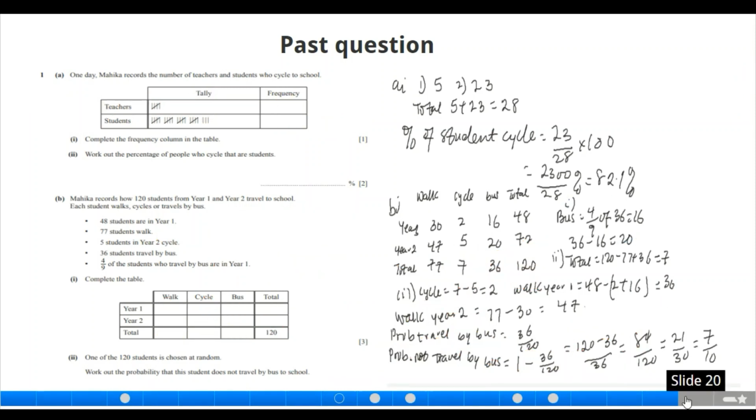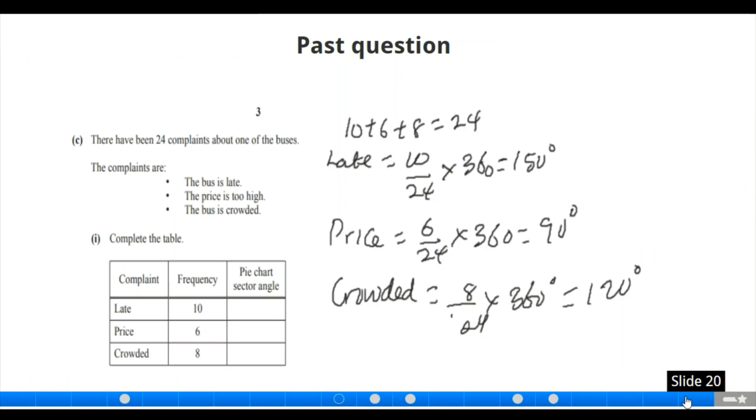Let's look at another past question that we have here. Okay, so the next one is telling us that there are 24 complaints about one of the buses. The complaints are that the bus is late, the price is too high, and the bus is crowded. So we have to prepare a bar chart angle. So what we just need to do is add the total together. If you add this together, that will give us 24, right?